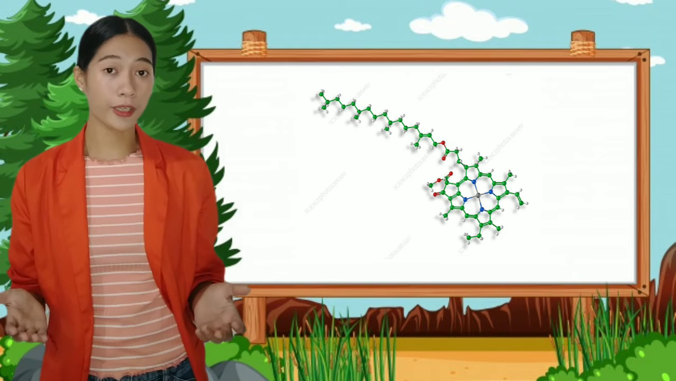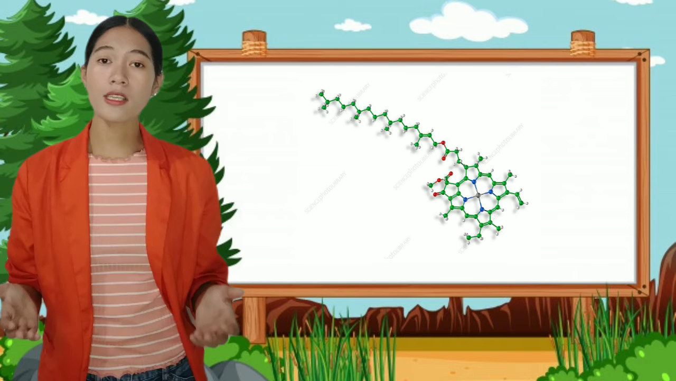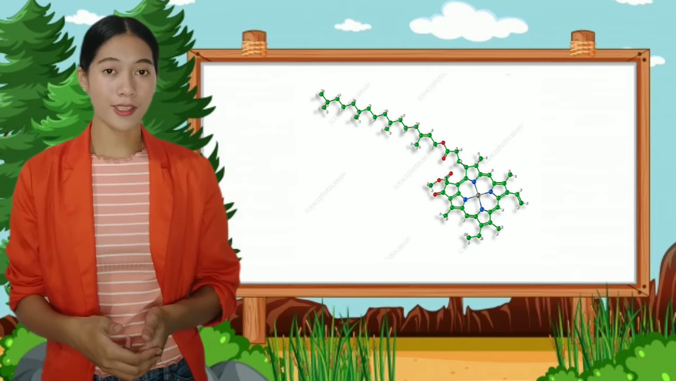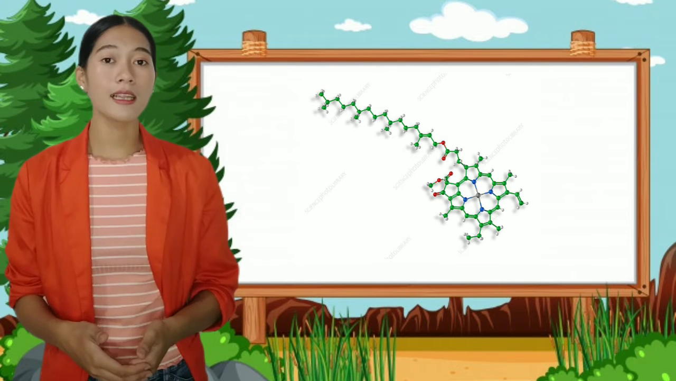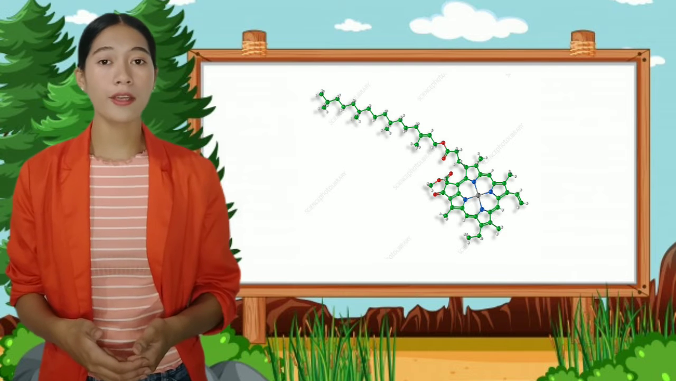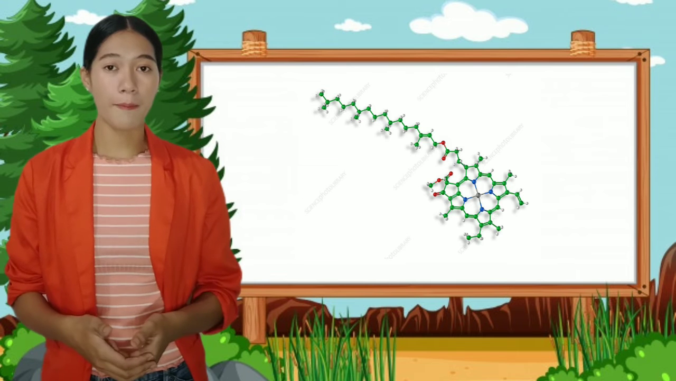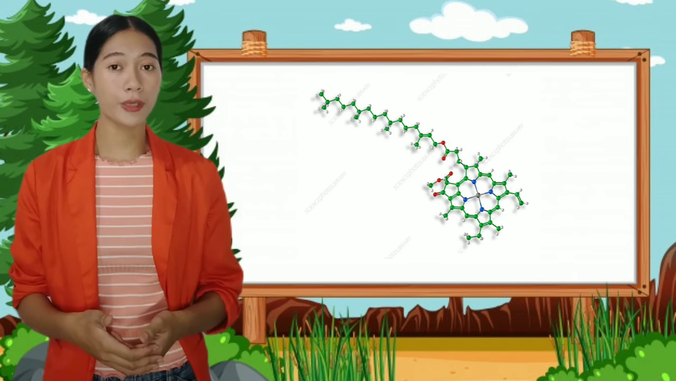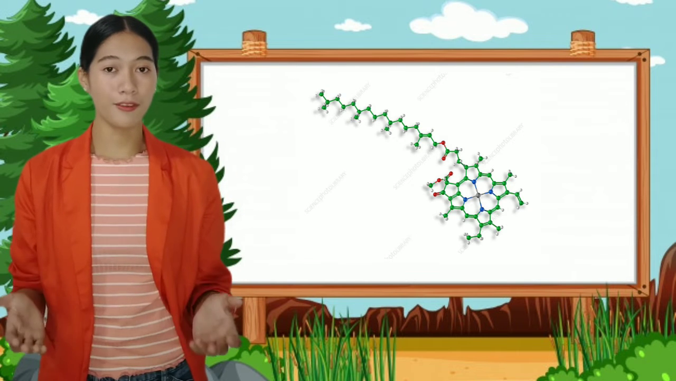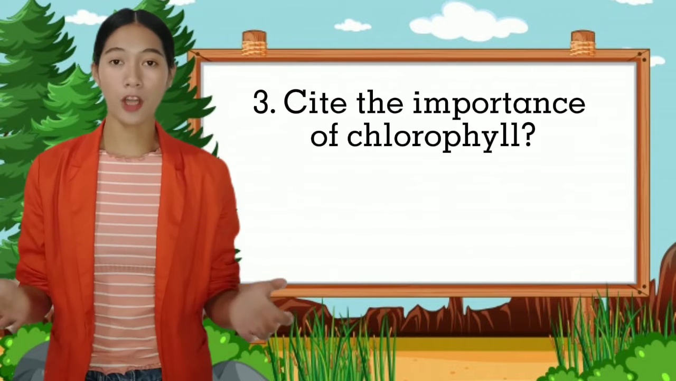Why is chlorophyll green? The bonding in many metal organic coordination compounds causes them to absorb some wavelengths of white light while reflecting others. In the case of chlorophyll, light wavelengths in the blue and red regions of the spectrum are required for the pigment to do its business. Chlorophyll absorbs them, but it does not need to use green light, which is reflected to produce the intense green color of leaves. Number 3 question is, cite the importance of chlorophyll.